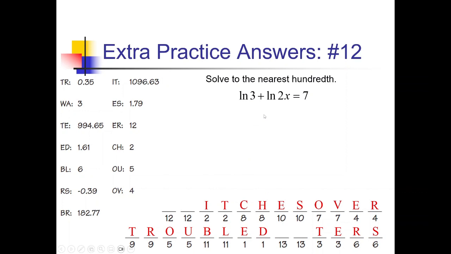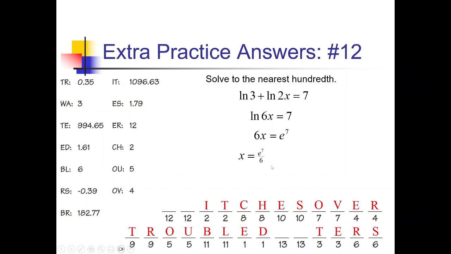For this problem, let me combine my logs on the left side into one big log to start us off. So I'll do that by multiplying the 3 and the 2x together. So this is ln of 6x equals 7. And then if I raise e to both sides to get rid of the ln, I have just 6x on the left and e to the 7th on the right. And then to get x, I just divide by 6.